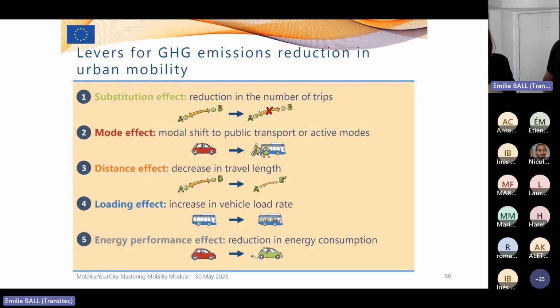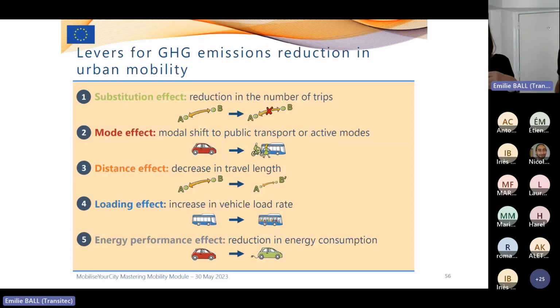How can we do that? Maybe by using home office, when people do not go to work anymore, but work from home instead. Then we have the mode effect. If we observe a modal shift from car to public transport or active modes, we can expect a reduction in greenhouse gases emissions. Then we have the distance effect.